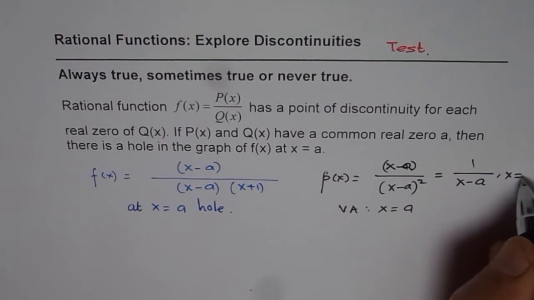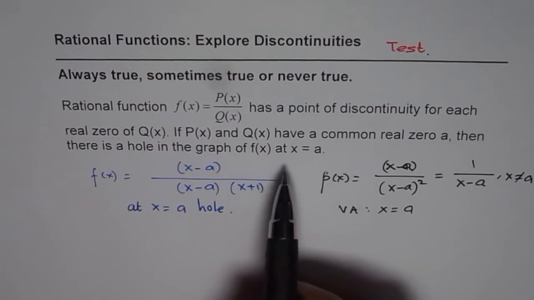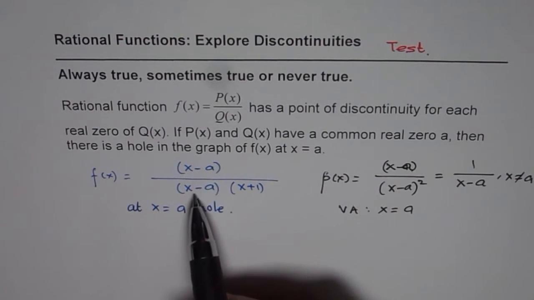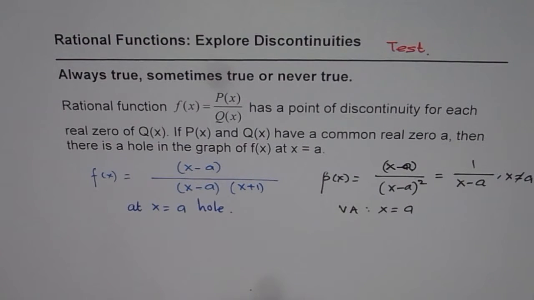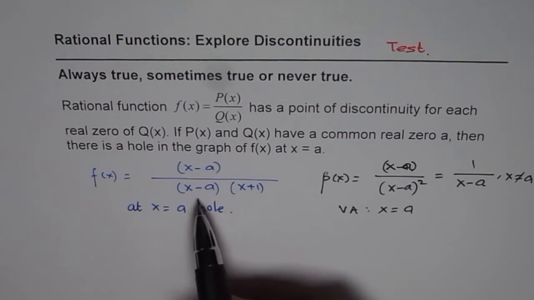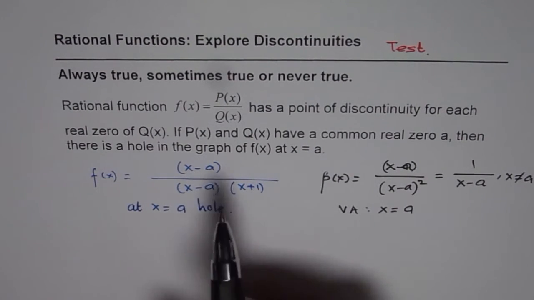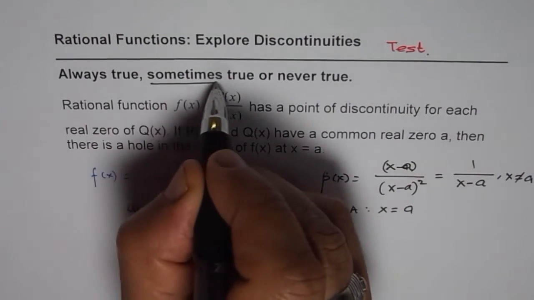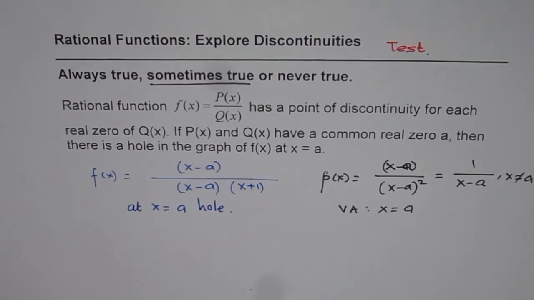So you are not always going to get a hole when there is a common factor in the numerator and denominator. There is a possibility of a hole, right? So this statement is sometimes true, not always. So that is kind of an important thing to understand.